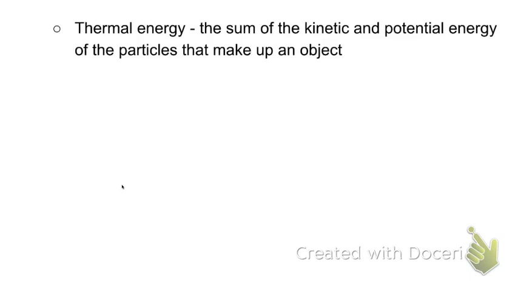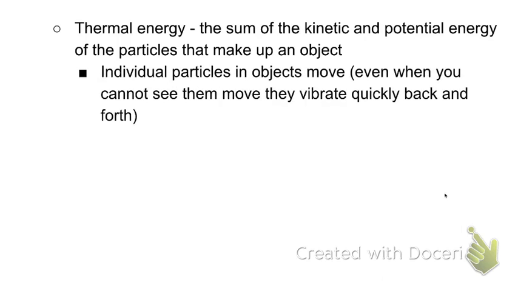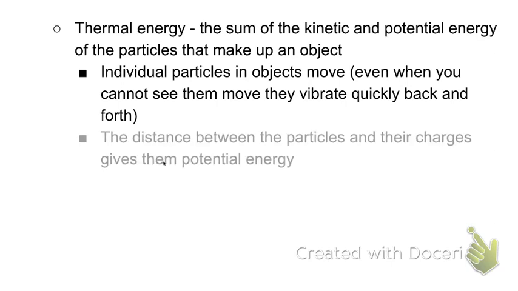Another example is thermal energy. Thermal energy is the sum of the kinetic and potential energy of the particles that make up an object. Individual particles that make up objects move. So even though you cannot see it, the particles that make you and your desk and your computer up are all moving. They vibrate quickly back and forth. If it's in a liquid, then they move even faster, and if it's in a gas, then they move even faster than that. So the individual particles are always in some kind of motion.